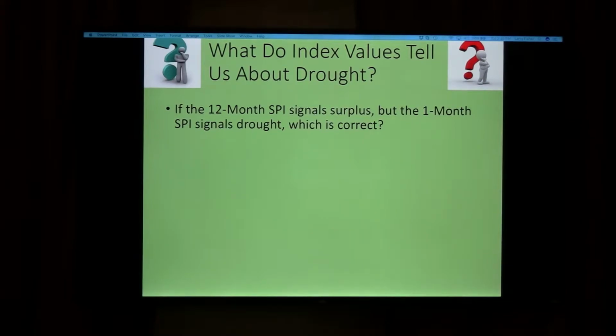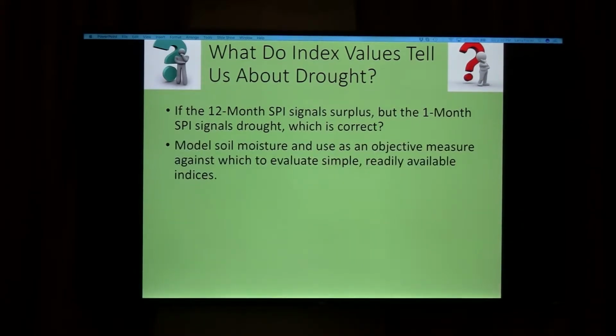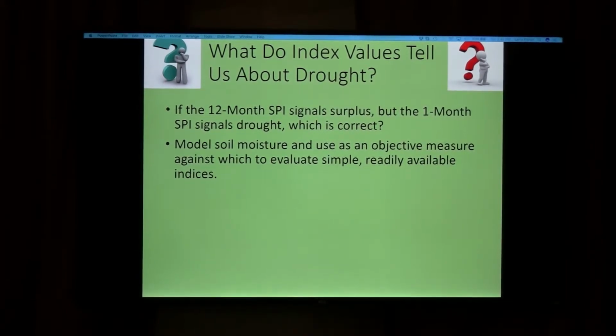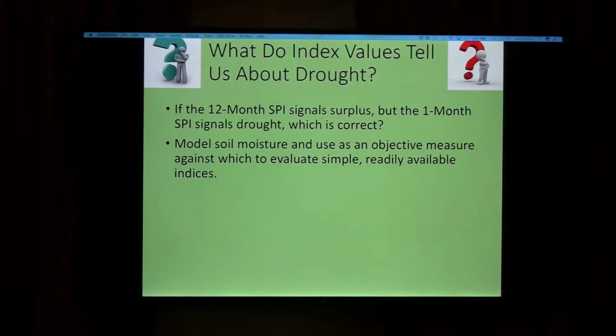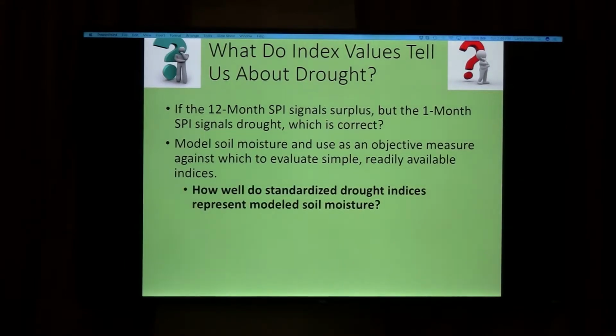And this is where we're going to start using some soil moisture modeling to try to decipher between these and get some form of answers. So we're going to use some modeled soil moisture work as an objective measure, against which to evaluate simple, readily available drought indices. Or another way of saying this is, how well do standardized drought indices represent modeled soil moisture?